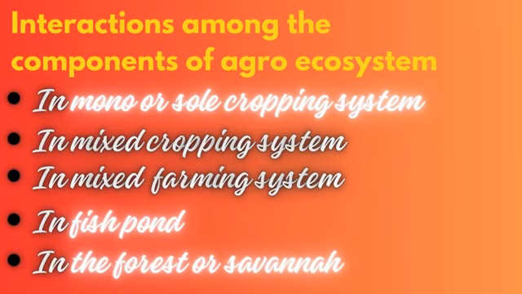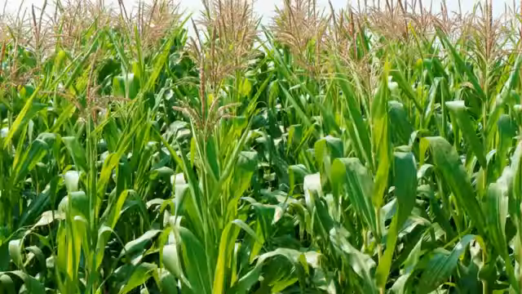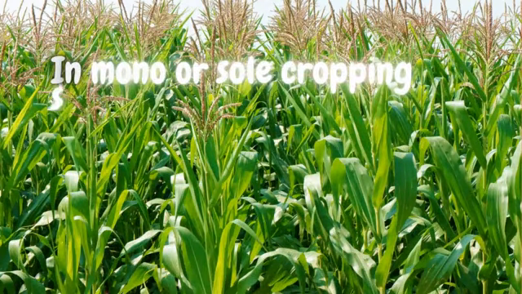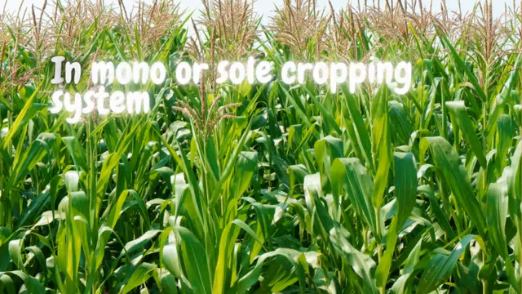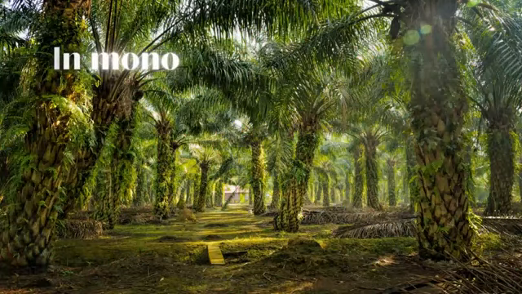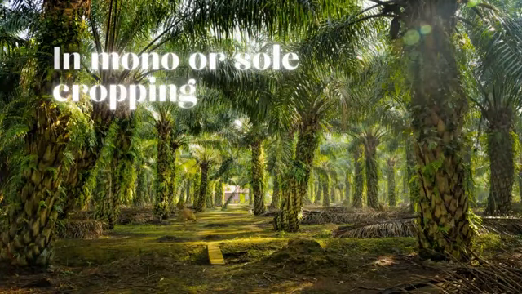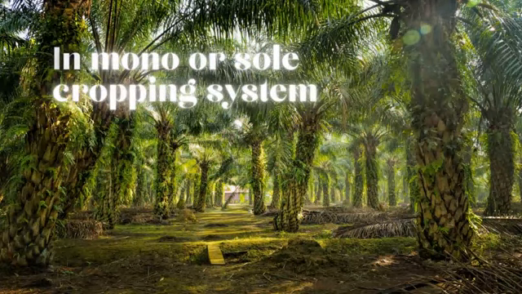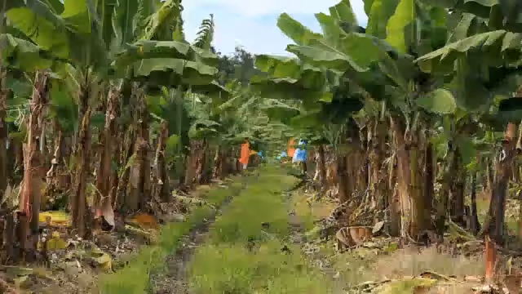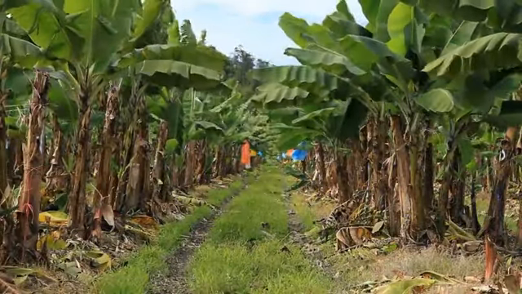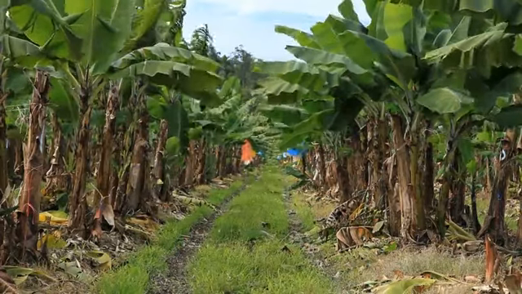Now, let's look at the interaction among the components of the ecosystem in some farm systems. The first one, we're looking at monocropping, or also the cropping system. Now, the interaction between biotic and abiotic factors in the environment is as follows. We look at the crop plants that absorb nutrients from the soil to grow. We also look at the crop plants absorbing water to grow and produce fruits. In the monocropping system, the crop plants also absorb carbon dioxide from the air to carry out photosynthesis.